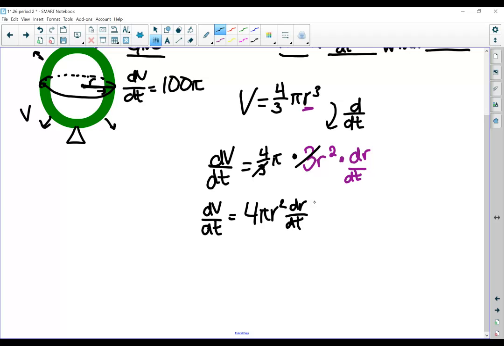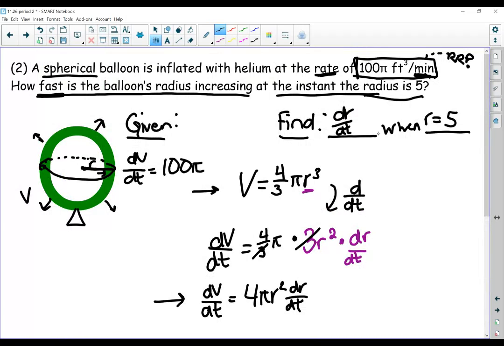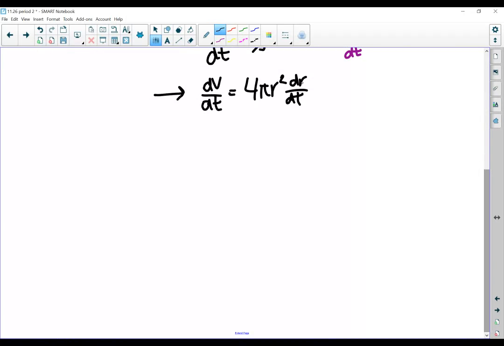So now that we came up with an equation for the variables, now we have an equation for their rates. Now I'm going to go to what I'm trying to find. What I'm looking for is dr/dt.